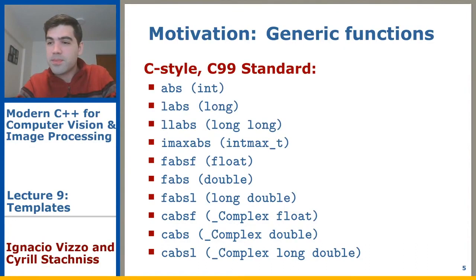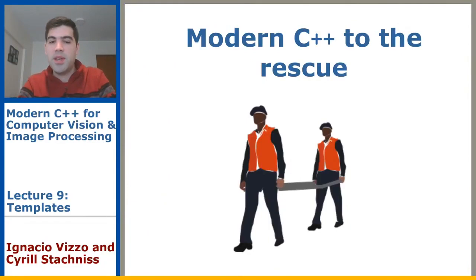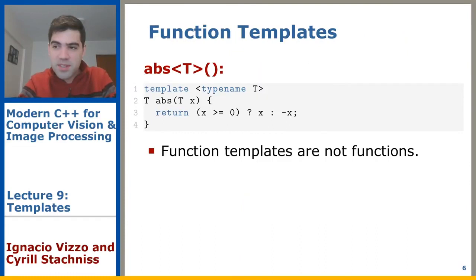And also, to keep smashing C, how do they solve this in C? We saw this example when we saw overloading. They just have a bunch of functions, even with different names. For long we have labs, for long long we have llabs, and that's all the functions defined in the C99 standard. This is basically a pain because you need to pay attention to which algorithm to pick depending on the data. So as usual, there is C++ nowadays and there is modern C++, and it can save us from this pain.